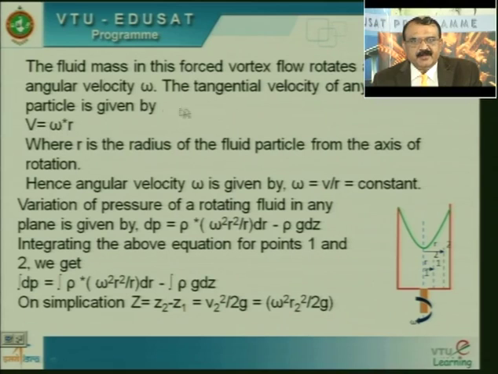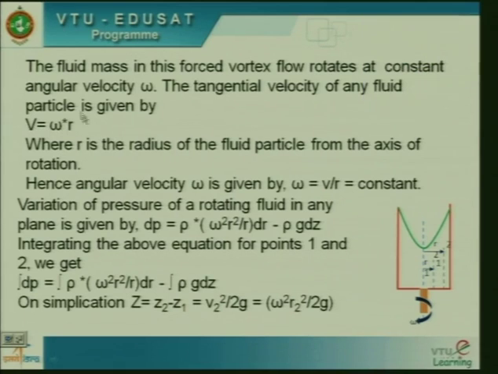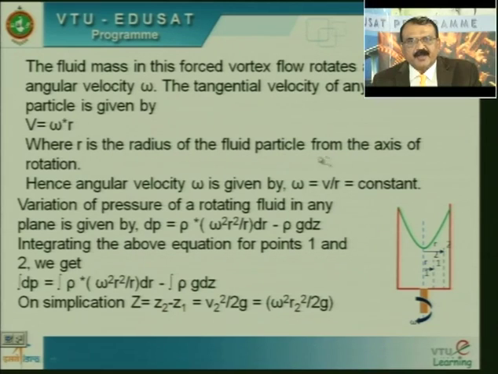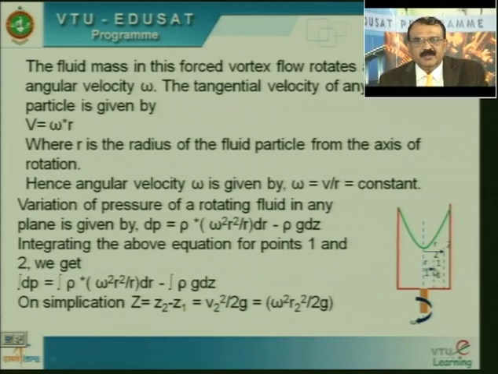Again I repeat, the tangential velocity and the angular velocity are related as tangential velocity V is equal to angular velocity into its distance from the center of the axis or the axis of the shaft, where R is the radius of the fluid particle from the axis of rotation. That is what I mentioned here. Suppose, for example, if you talk about point 1, this radius is R1. If you talk about point 2, it will be R2.